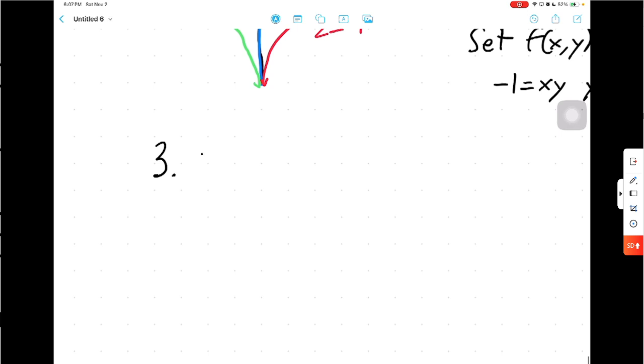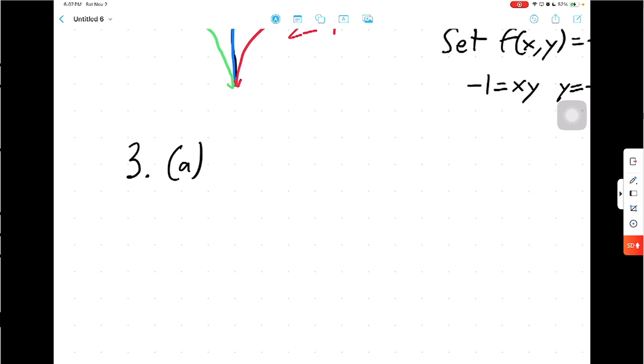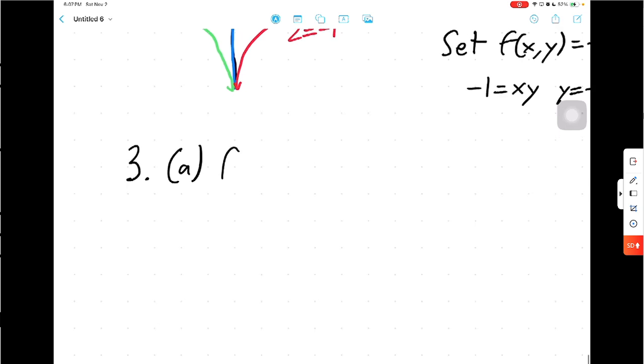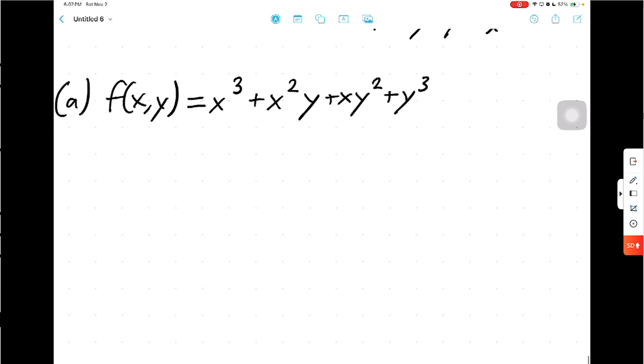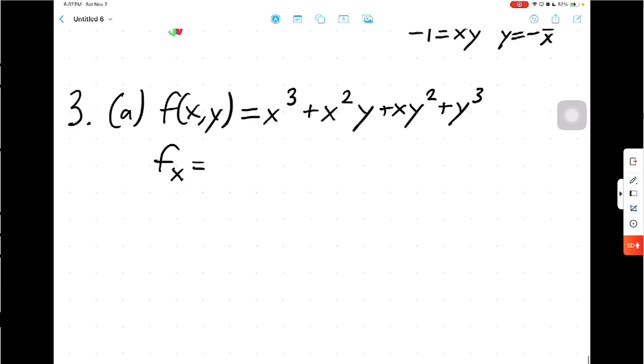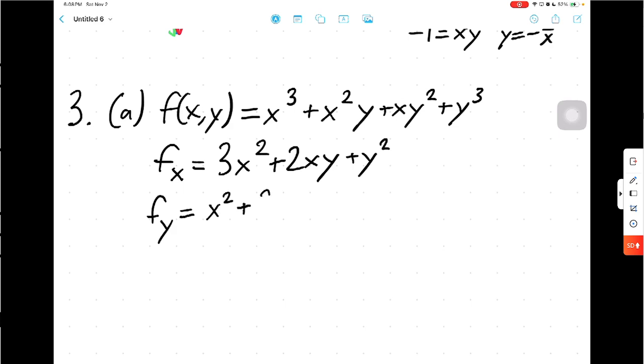Number 3 asks us to find all of the first derivatives and all second derivatives for a through d. So f of xy is equal to x cubed plus x squared y plus xy squared plus y cubed. fx is equal to 3x squared plus 2xy plus y squared. And fy is equal to x squared plus 2xy again plus 3y squared.